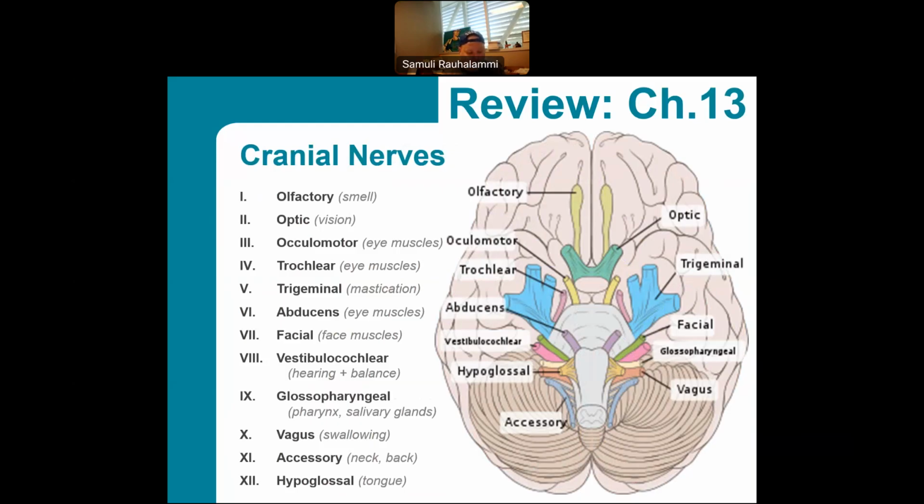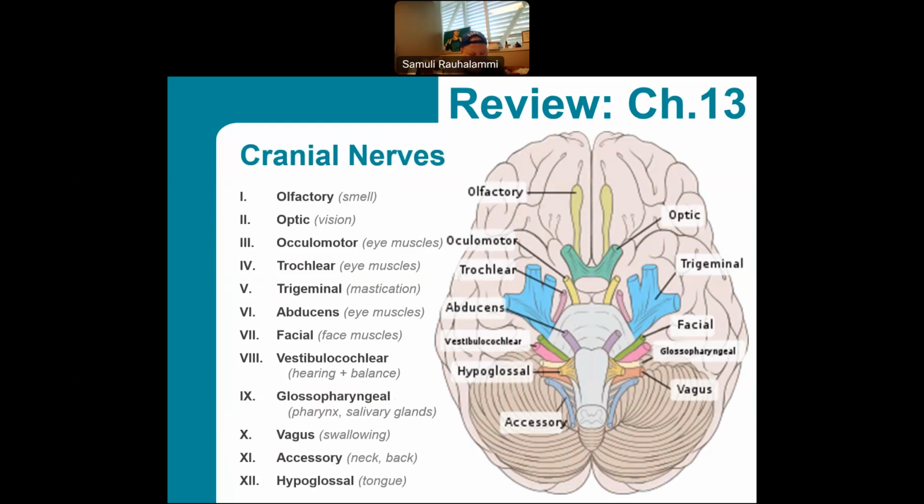Those 3 cranial nerves are cranial nerve 3, which is oculomotor, cranial nerve 4, which is our trochlear nerve, and cranial nerve 6, our abducens nerve. All of those control the eye muscles. We're also going to see that we have cranial nerve 5, which is our trigeminal nerve, involved especially with controlling the muscles of mastication. Cranial nerve 7, which is our facial nerve, controls the facial muscles of the face.